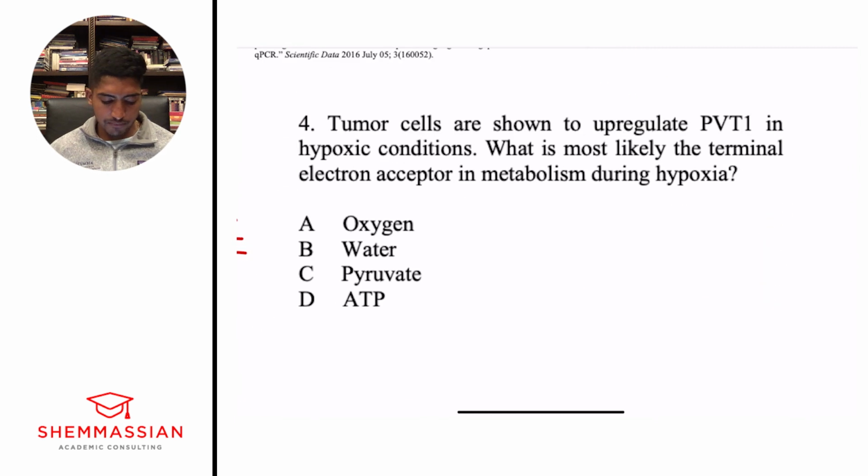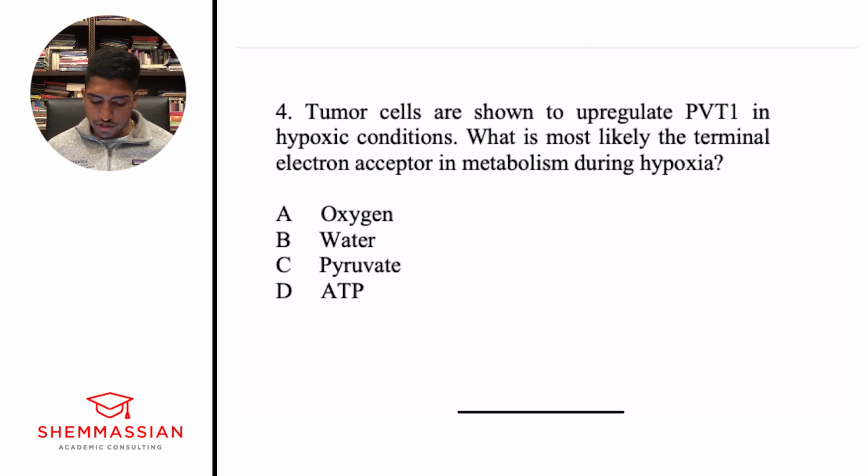Perfect score time. 4. Tumor cells are shown to upregulate PBT1 in hypoxic conditions. What is the most likely terminal electron acceptor in metabolism during hypoxia? Is it A, oxygen, B, water, C, pyruvate, or D, ATP? So right away, we should realize this is a standalone question. Nothing we looked at in our passage is going to be helping, because the question is, what is the most likely terminal electron acceptor during hypoxia?